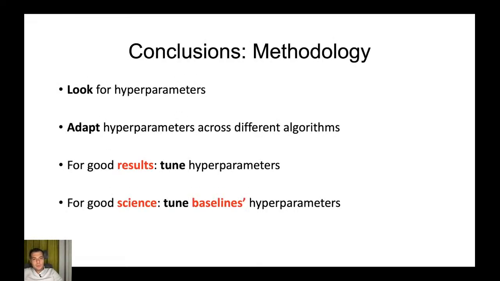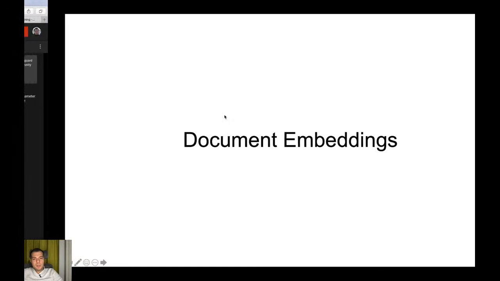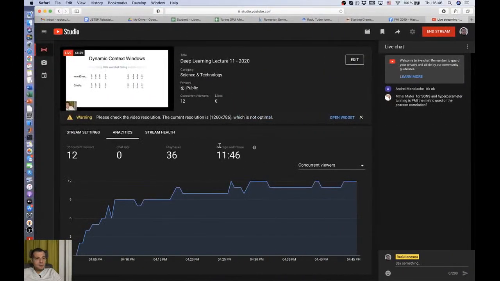Okay, so this ends the first part of our discussion with lessons learned from word embeddings. So next we're going to present various ways to obtain document embeddings. Okay, so I'm stopping now to see and try to answer this question.